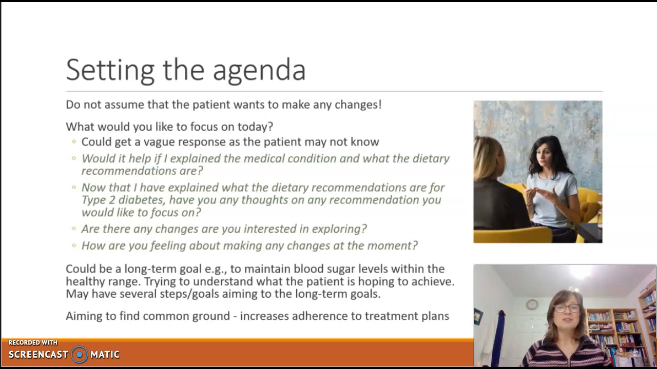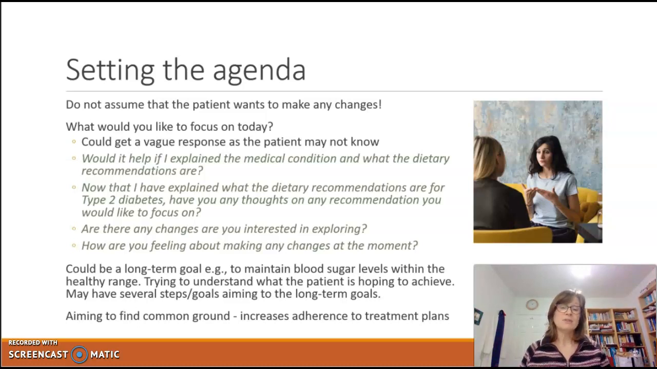What might they like to focus on today? So, you could ask them, so what would you like to focus on today? And the patient might well not have a clue, because they haven't any idea what you do, what the recommendations are for their medical conditions. So you could get a really vague response there. But also make the patient feel uncomfortable, because should they know? Are you suggesting that they should have known and therefore they feel guilty or ignorant because they don't? So it might be that you have to go through some phases in order to actually set an agenda well.